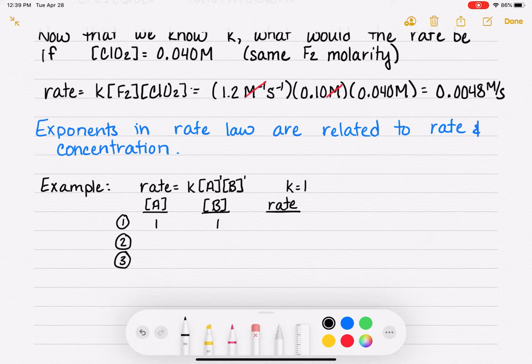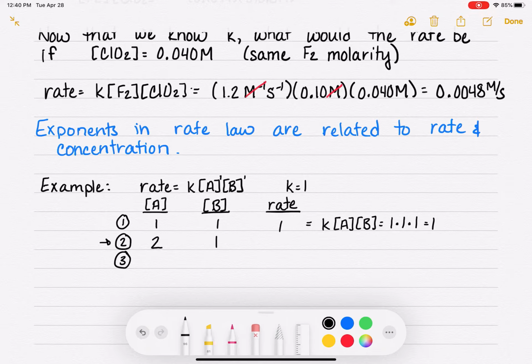To solve this, we're going to use the rate law, K times A times B, and we're going to use the value of K, which is 1, and the value of A, which is 1, and the value of B, which is 1. So the rate for this reaction would just be 1. Pretty simple, right? What if on trial number 2, we ran the reaction with 2 molar A and 1 molar B, and what would the rate be in that situation?